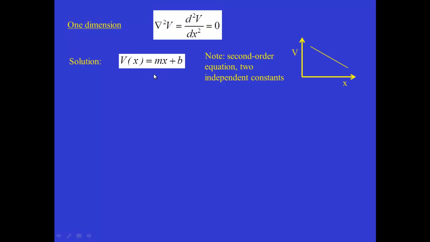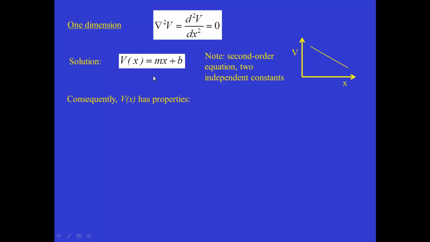Now, let's look at the properties of solutions to Laplace's equation, first in one dimension, and then we'll generalize to the cases of 2 and 3 dimensions. In one dimension, we really just have the second derivative of V with respect to x equal to 0. The solution to that equation is really simple. We need a function V where the second derivative gives us 0, and V = mx + b, the equation of a general straight line, is the solution. Note that since we have a second order equation, there are two independent constants, m and b, that have to be determined by the application of boundary conditions.